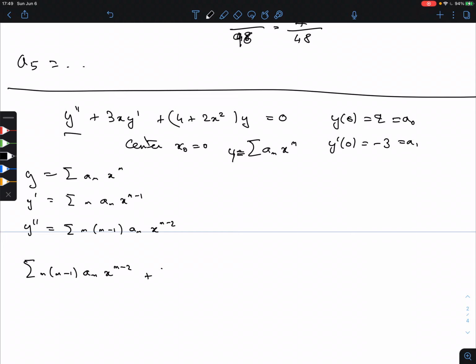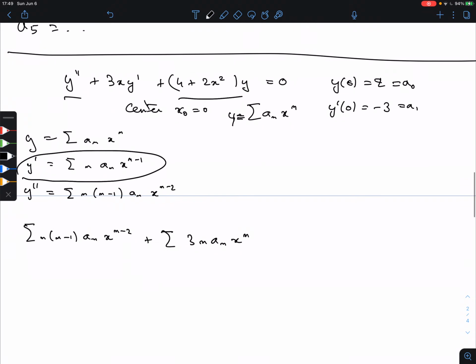So what is the effect of 3x? If I multiply this, then I get 3n a_n, and that will become x to the n now. Okay, that's already in the correct power. And then what about this one? Okay, so we have the 4. The 4 will get me summation 4 a_n x^n. And what would the 2x squared do? So summation 2 a_n x^(n+2). Okay, and this is equal to 0.